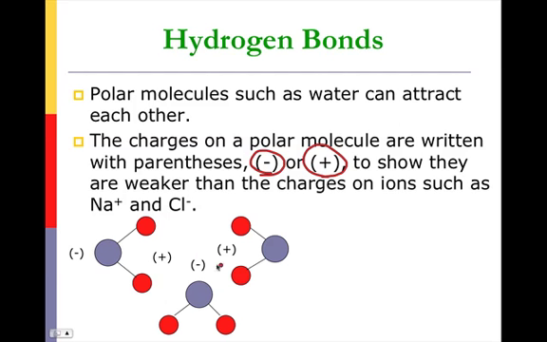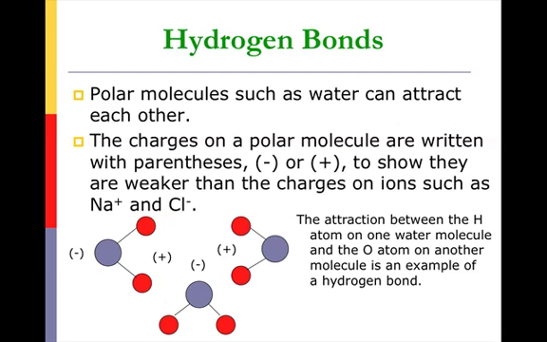If you look here, this right here and this right here would be a hydrogen bond. Where the positive end is attracted to the negative end of another water molecule, that would be a hydrogen bond. Once again, the attraction between the hydrogen atom on one water molecule and the oxygen atom on another water molecule would be an example of a hydrogen bond.